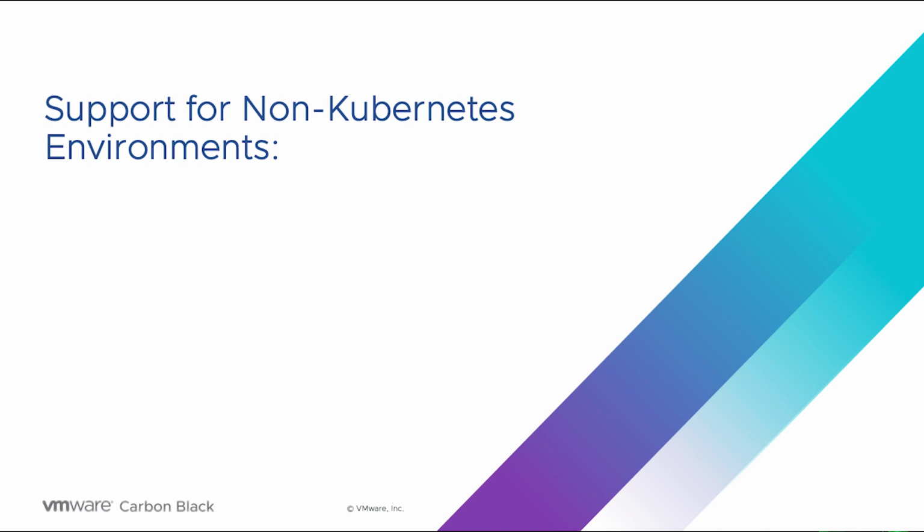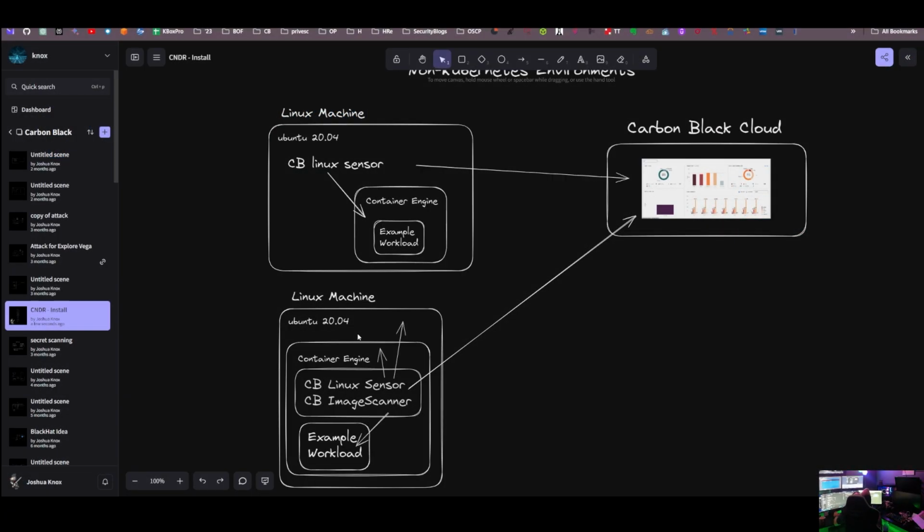All right, so I wanted to bring you over here to explain what is changing with one of the methods that we can now deploy the Linux sensor. If you've been following along through CNDR, you'll know that we containerized the Carbon Black Linux sensor so that it can be run as a container inside a Linux machine. And that's how we're doing our CNDR for Kubernetes. But now we've taken that same concept, and it doesn't matter where you're trying to run it.